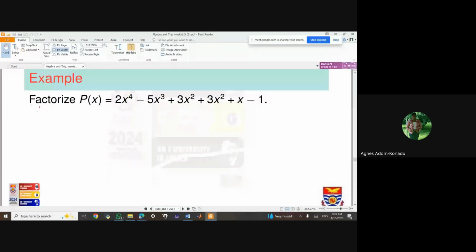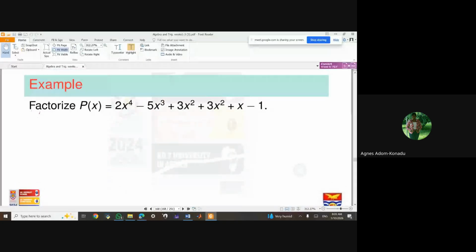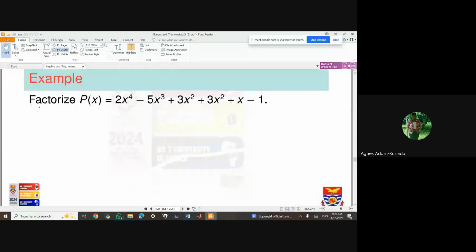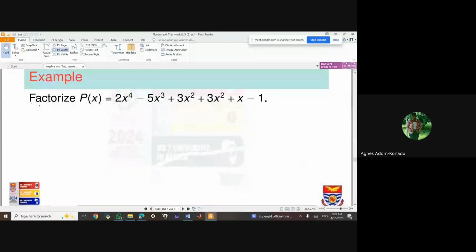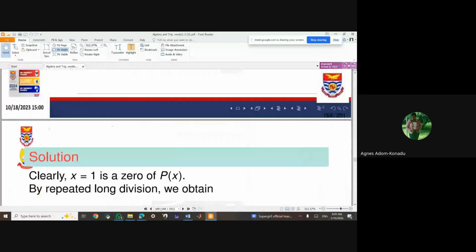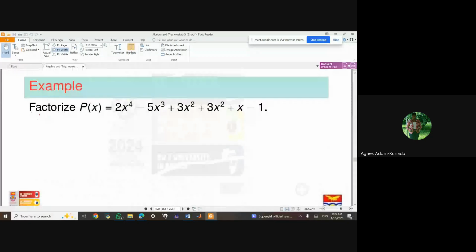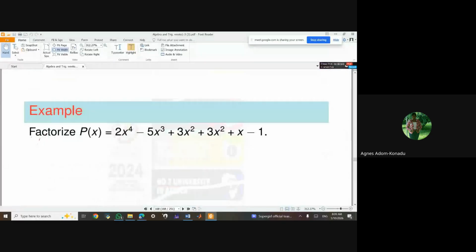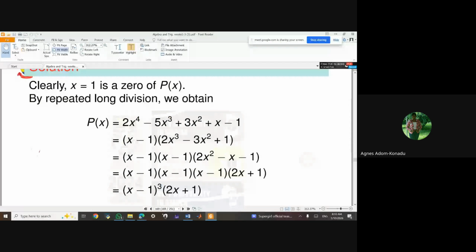Okay, so another example: we have 2x to the power 4 minus 5x cubed plus 3x squared plus 2x squared plus x minus 1, and we want to find the factors. We have to factorize this. So as I said, you have to look for at least one of the factors. So you see that x equal to 1 is a zero.